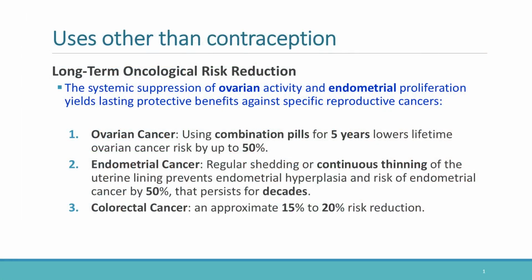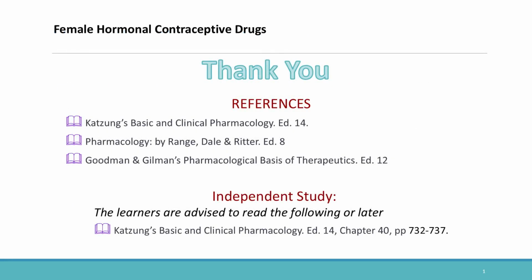One of the most important long-term benefits of combined oral contraceptives is reduction of certain cancers. 5 years of combined oral contraceptive use may reduce ovarian cancer risk by approximately 50%. Endometrial cancer risk is also substantially reduced because continuous endometrial thinning prevents hyperplasia. Interestingly, colorectal cancer risk may also decrease modestly. To conclude, female hormonal contraceptives represent one of the most important applications of endocrine pharmacology.